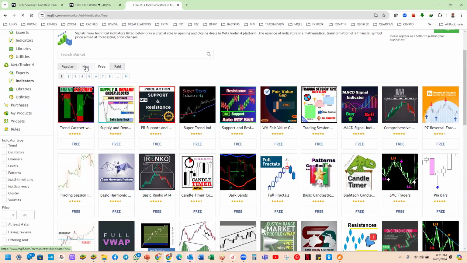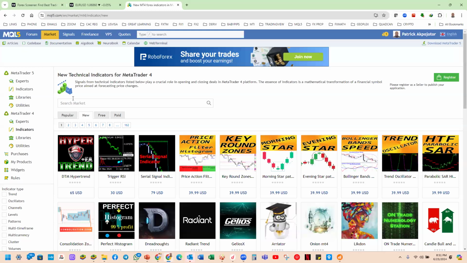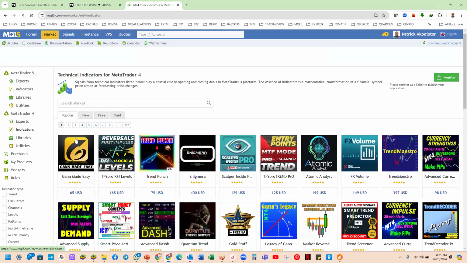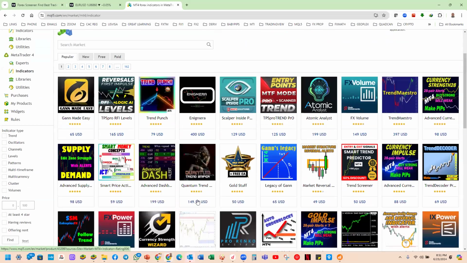Then I can select new, that is the ones that are just being populated, new ones that just came into the market. And then the last option is popular, that is the most used, the ones that people have downloaded the most. You see them, they are all here. So if they are not working, people will not download them.